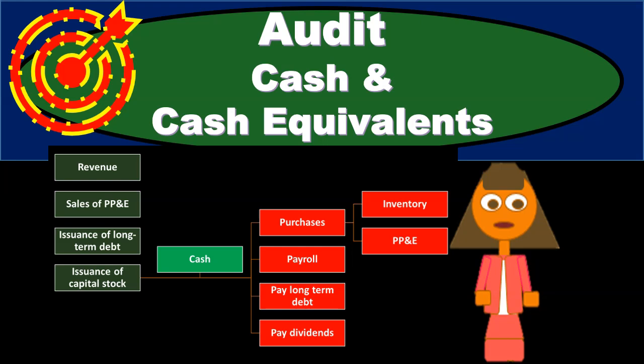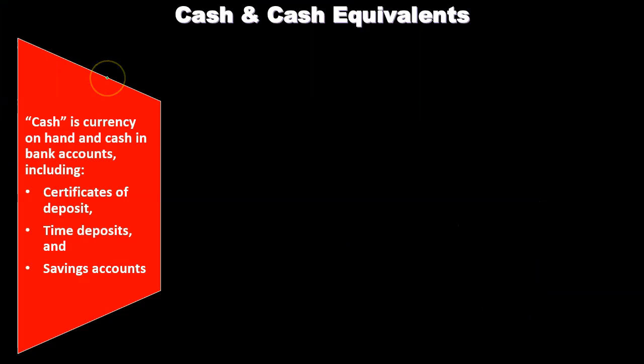In this presentation, we will take a look at the audit process related to cash and cash equivalents. First, we'll take a look at some definitions. We need to know what cash is and then what cash equivalents are. So cash is currency on hand and cash in the bank account.